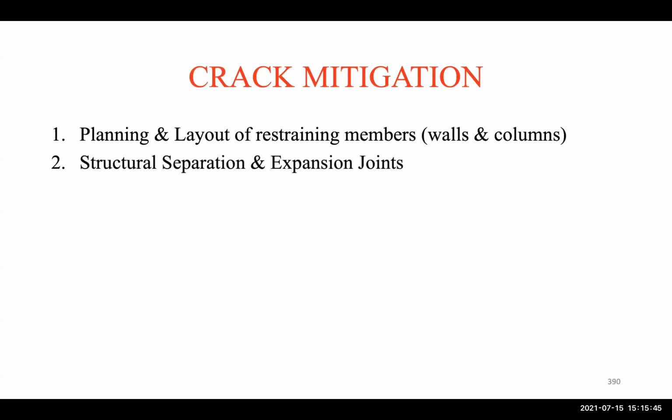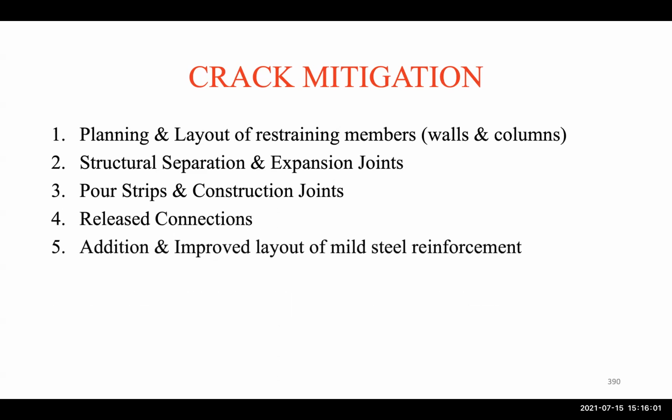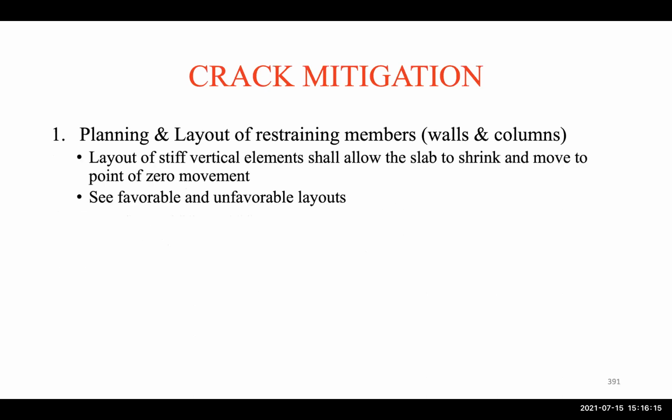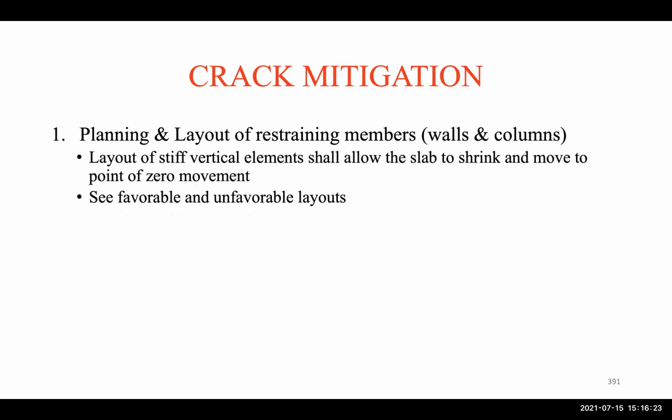So what can we do for crack mitigation? Plan the layout of the restraining members, like the walls, mainly the shear walls, the core for elevator and stairs, and the columns. Then structural separation, pour strips and construction joints, released connections, and the addition and improved layout of mild steel, and improved layout of the tendons. We will see that. Now we will go to images that explain what we are talking about.